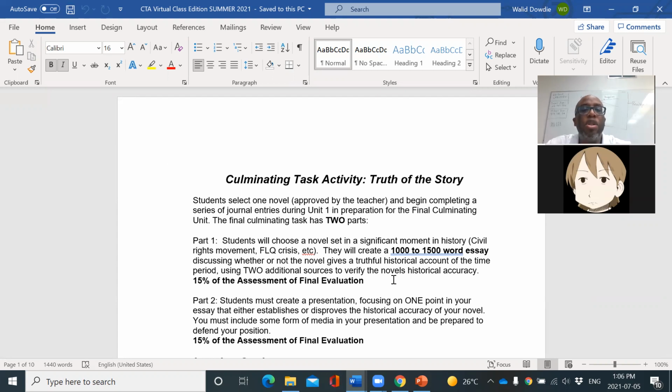The first part is that you're going to choose a novel set in a significant moment in history, like the Civil Rights Movement or the FLQ crisis, or any moment in history, the invasion of Afghanistan by the Soviet Union, whatever it is. You will create a 1,500 word essay discussing whether or not the novel gives a truthful historical account of the time period, using two additional sources to verify the novel's historical accuracy. Simply, you're going to read the novel and determine whether it is historically accurate. Does it give an accurate portrayal of what would happen in real life?